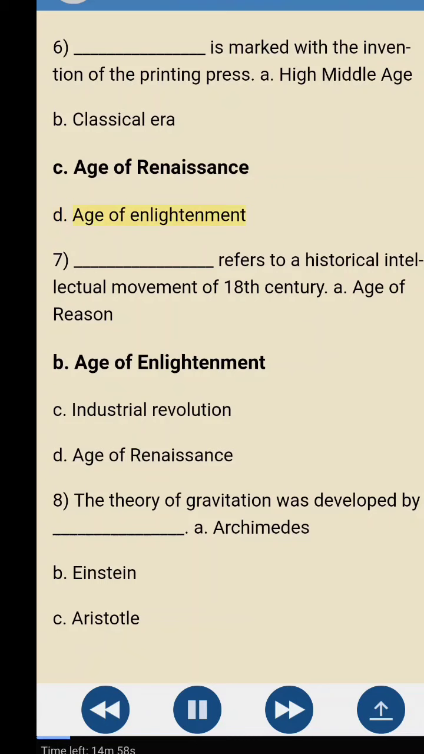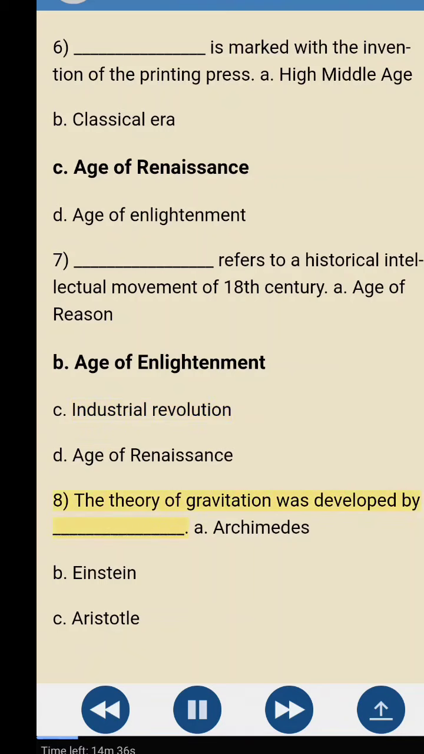D. Age of Enlightenment. 7. Blank refers to a historical intellectual movement of 18th century. A. Age of Reason. B. Age of Enlightenment. C. Industrial Revolution. D. Age of Renaissance.